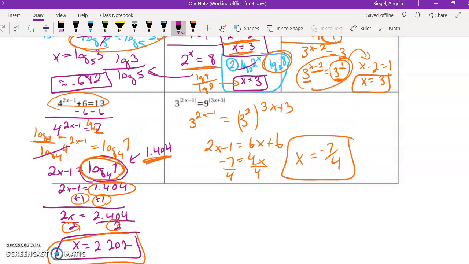The second one, or the last one, I guess I should say, this was pretty easy to change to the same base. So 9 is 3 squared, and then I just multiplied these two together. So I had 6x plus 6, and then equals 2x minus 1. So I thought this one was a lot easier than this one just because it had the common base.